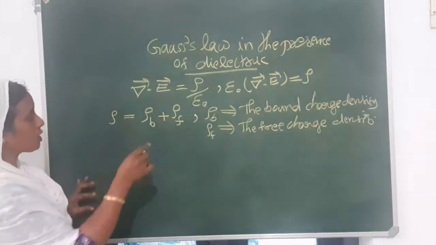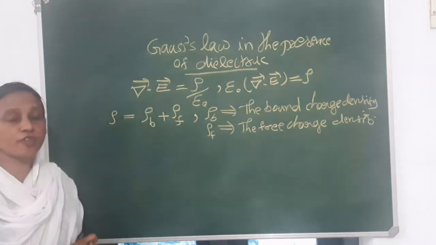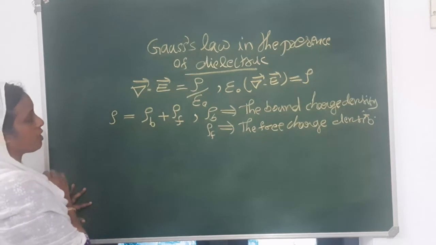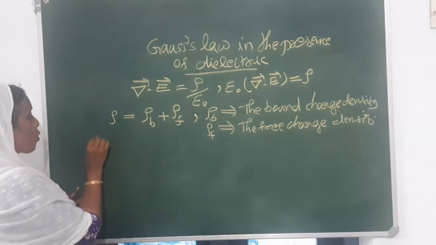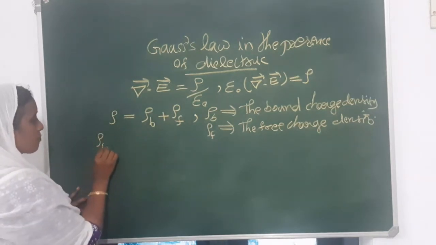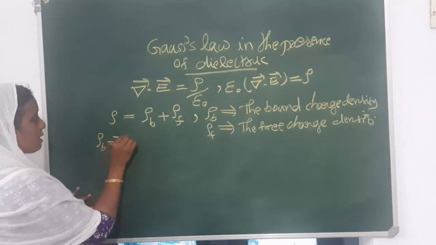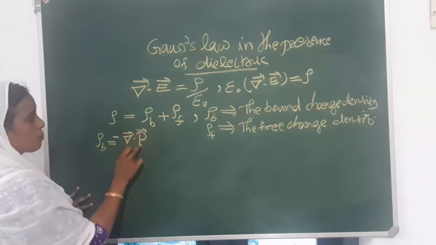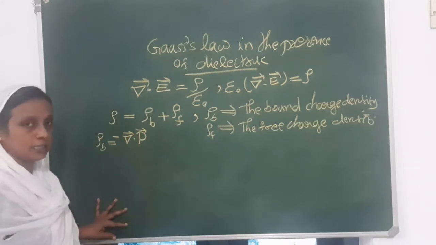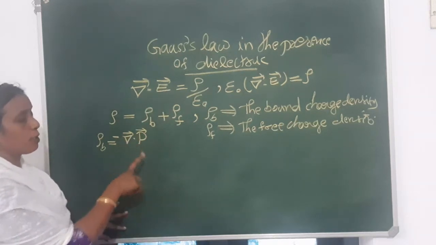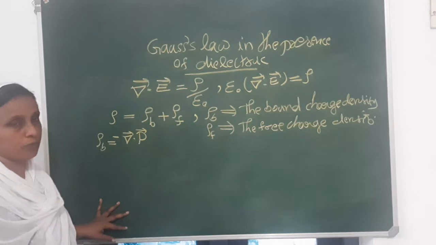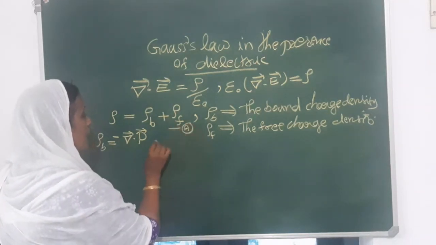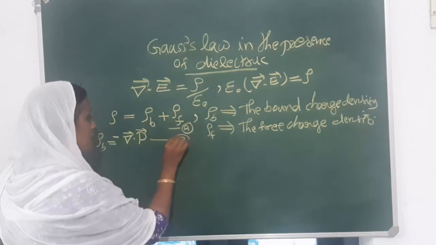Now we already learned about this bound charge density. In the case of polarization, we learned that this rho b is given by minus del dot P, where this P is the polarization, dipole moment per unit volume. So suppose this is equation A and this is equation B.